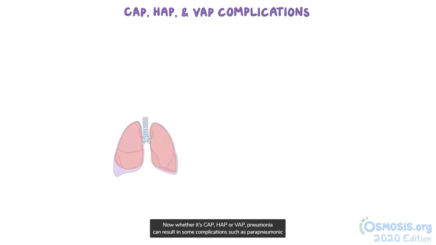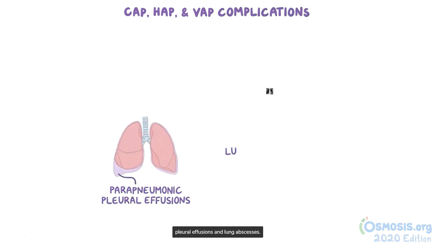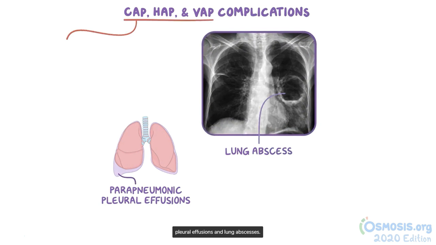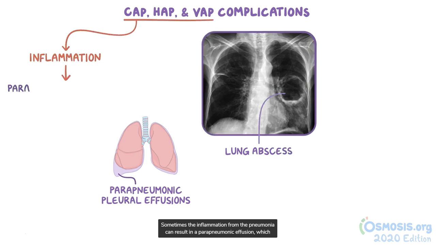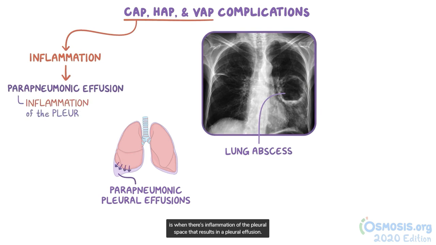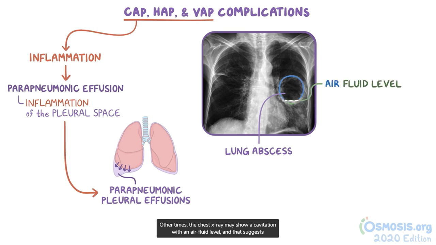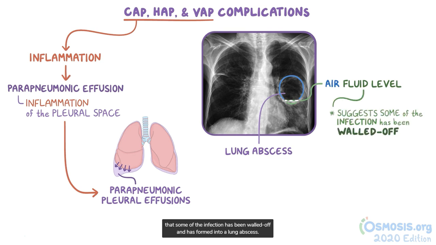Now, whether it's a CAP, HAP, or VAP, pneumonia can result in some complications like parapneumonic pleural effusions and lung abscesses. Sometimes the inflammation from the pneumonia can result in a parapneumonic effusion, which is when there's inflammation of the pleural space that results in a pleural effusion. Oftentimes, the chest X-ray might show a cavitation with an air fluid level, and that suggests that some of the infection has been walled off and has formed into a lung abscess.